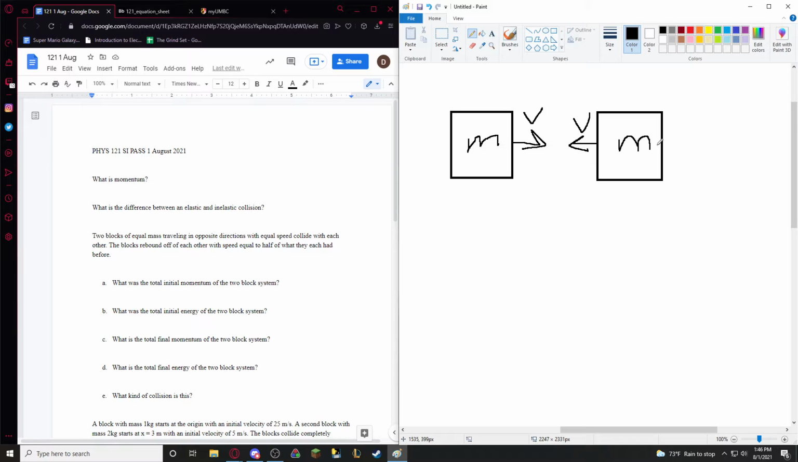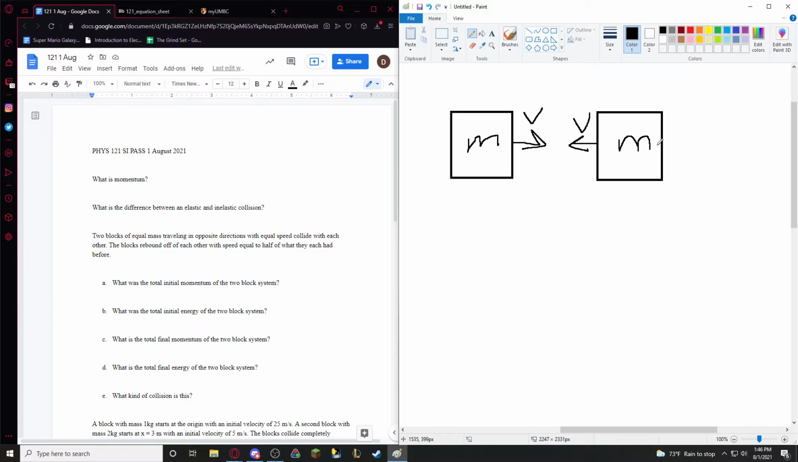0, exactly. And you're exactly right with the fact that velocity is a vector quantity, so momentum is a vector, and because the velocities are opposite, the momentums are opposite, and therefore the net total momentum of the system is 0. So what's the total initial energy of the two blocks?